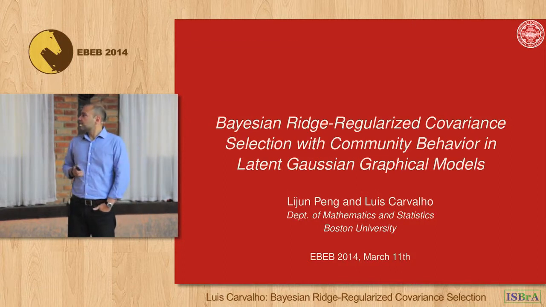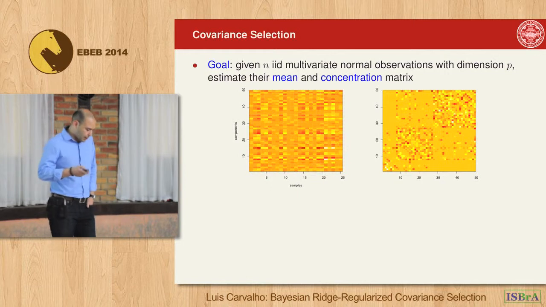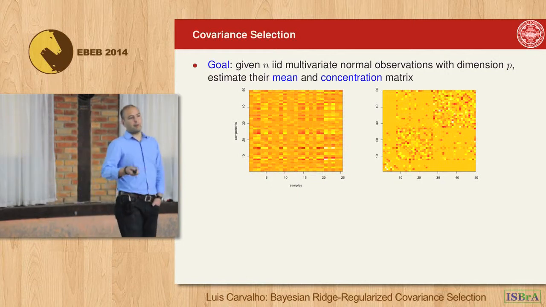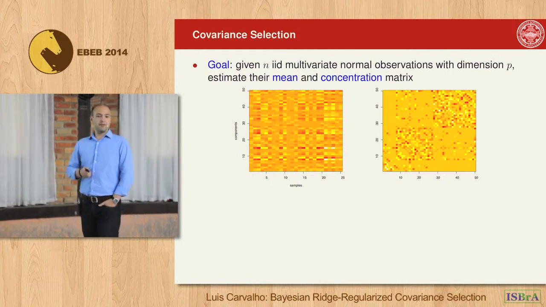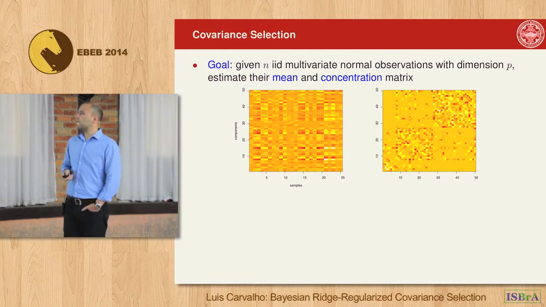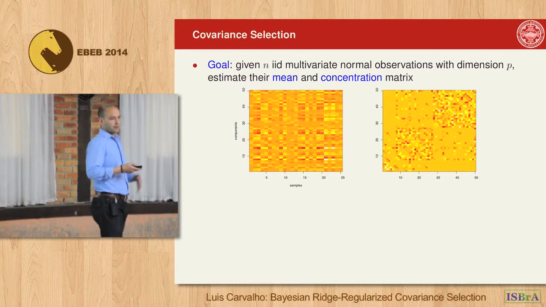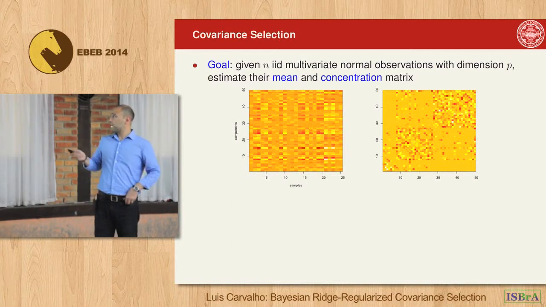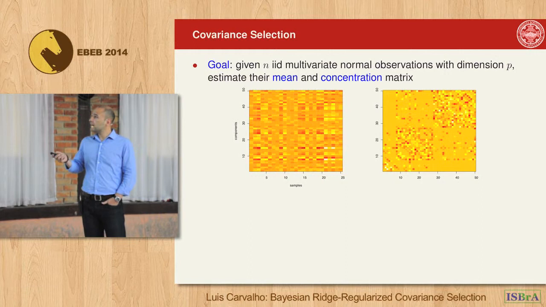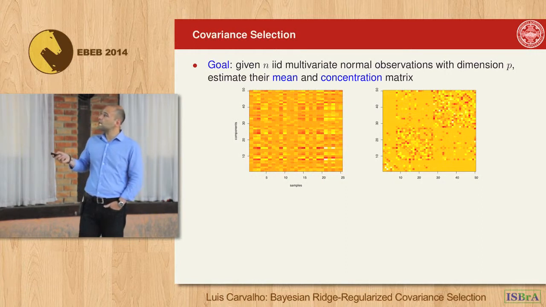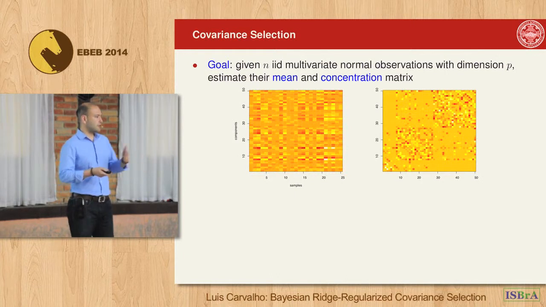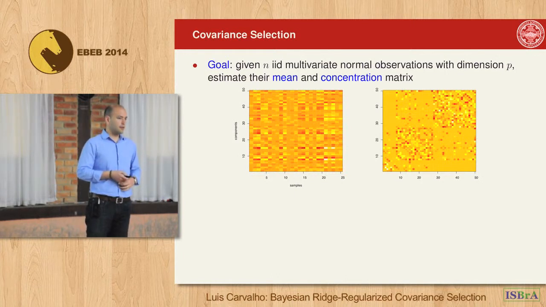So let's get going. The goal of this problem, a very familiar problem that has been around since the 70s at least, is this: suppose you observe n multivariate normal observations with some dimension p, and you want to estimate the mean, but most importantly the concentration matrix or the covariance. The concentration is just the inverse of the covariance. So you want to do that.